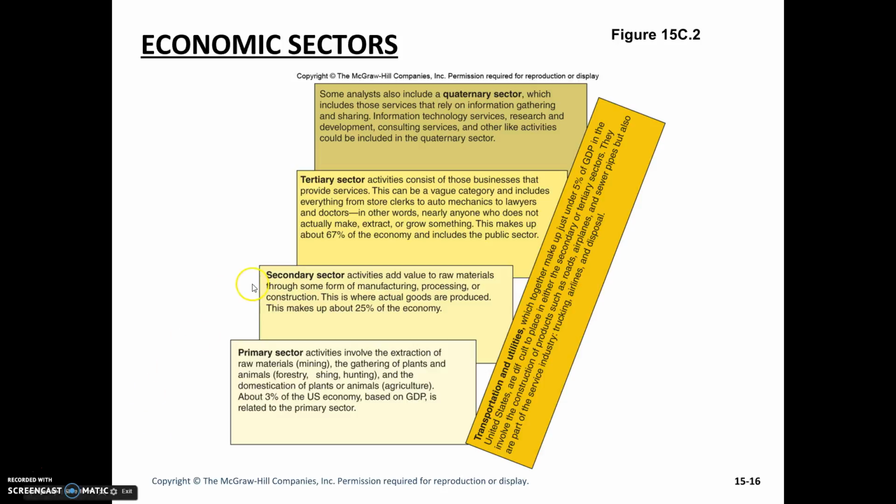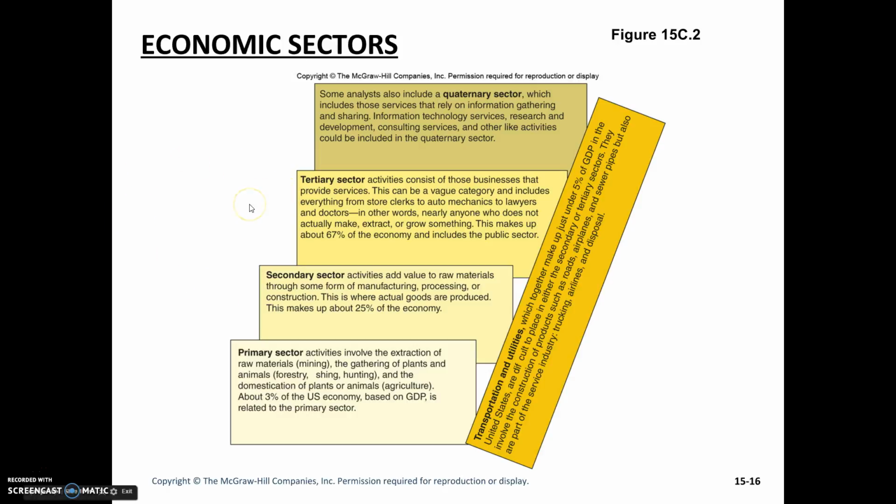Moving up the ladder to the secondary sector, we are looking at adding value to those raw materials. So whether it's manufacturing, machining, construction, pretty much taking these inputs and making something with them is the secondary sector. That manufacturing makes up about 25% of our economy.